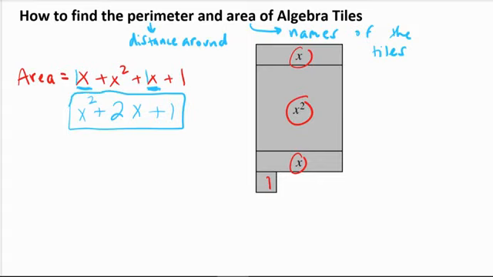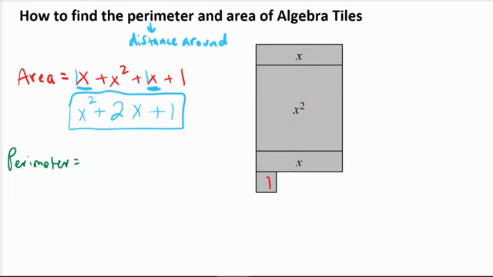Again, I just added up the names of the tiles. All right, let's do perimeter now. So perimeter is the distance around the outside. So for this one, let's label the edges of each shape. So I know that the X tile is X on the long side and 1 on the short side. The X squared tile is X all the way around. So the X is 1 on the short part, a little unit.